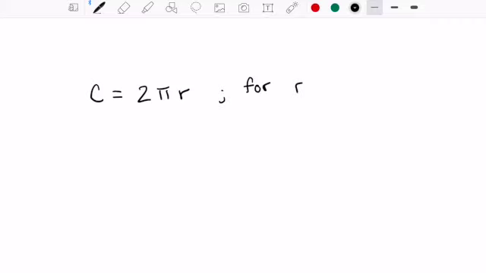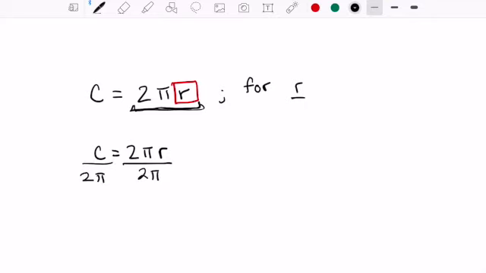Here's the circumference formula. Circumference equals 2 pi r, and we want to solve for the radius. We want to solve for r. So I want to get r by itself. Since all 3 of these pieces are multiplying, I can divide by anything that I want to go away. Well, if I want to get r by itself, I can just divide both sides by 2 pi. That's going to go away, giving me r equals circumference divided by 2 pi.